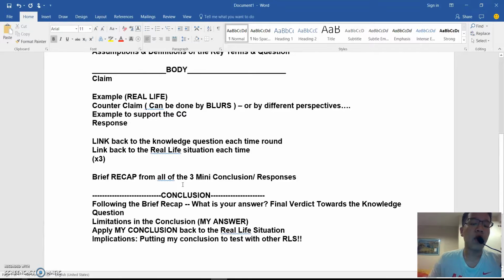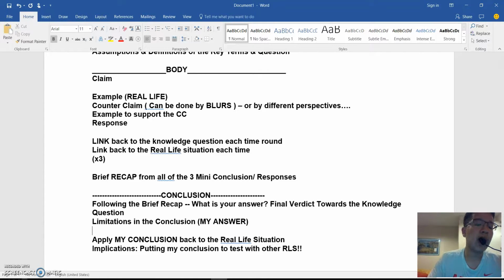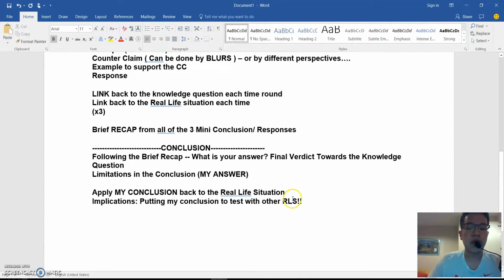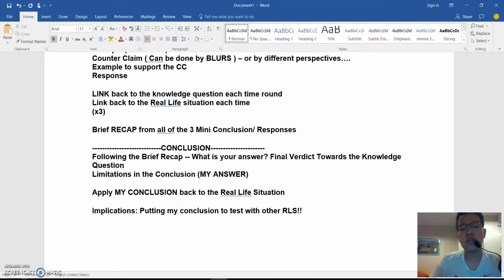And then what are the limitations in the conclusion of your answer? And finally, which is really important, you apply that conclusion back to the real life situation and analyze the pros and cons. And then the final step is implications. So you put your conclusions to the test with other real life situations.